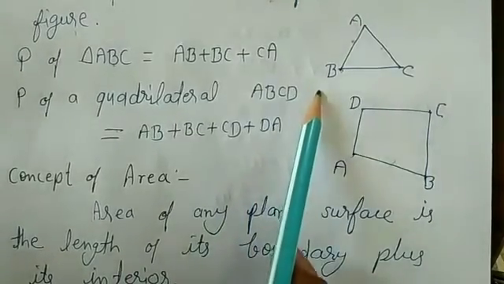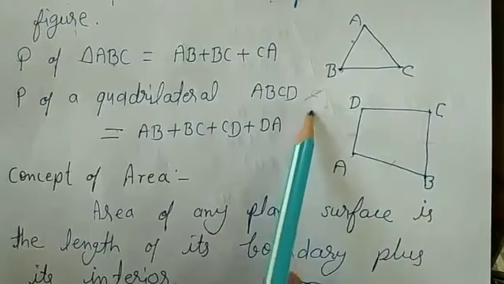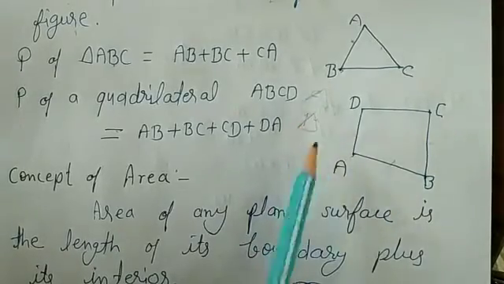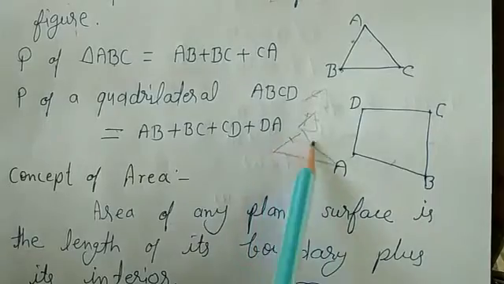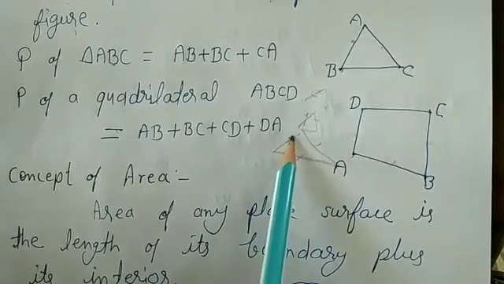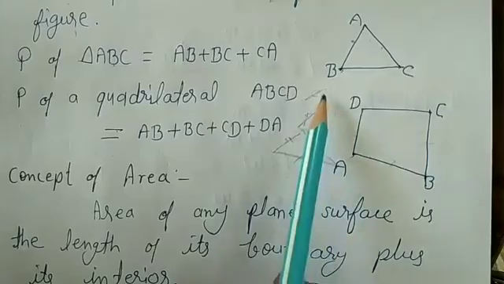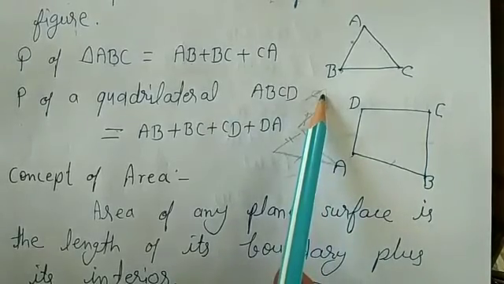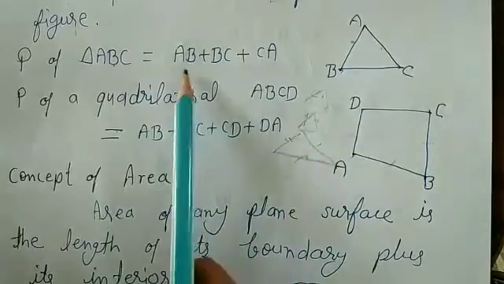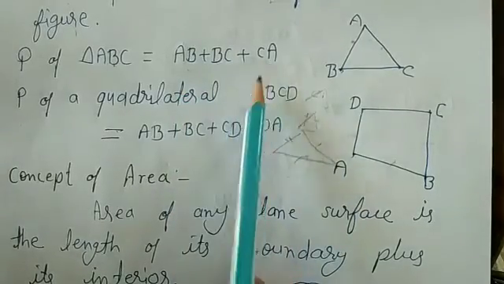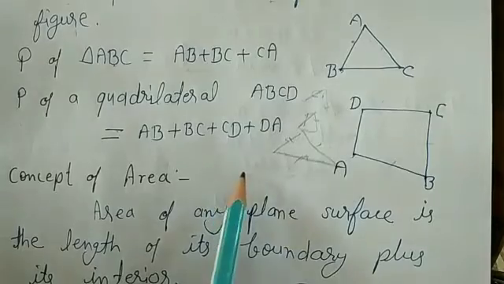There are 3 types of triangles based on sides. Equilateral triangle, in this all sides are equal. Isosceles triangle, 2 sides are equal. And scalene triangle, all sides are different. So 3 types of triangle. Simply we will use the concept side plus side plus side, meaning the sum of all the sides, AB plus BC plus CD.